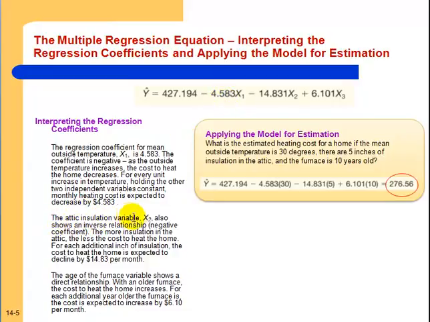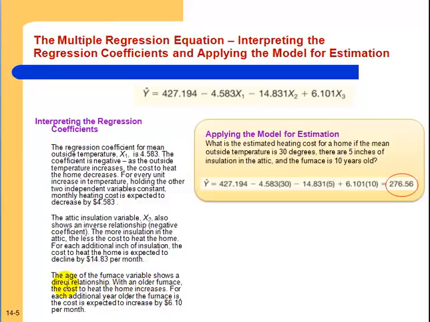The insulation variable x2 also shows an inverse relationship, a negative coefficient. The more insulation in the attic, the less the cost to heat the house. For each additional inch of insulation, the cost to heat the home is expected to decline by $14.83 per month.